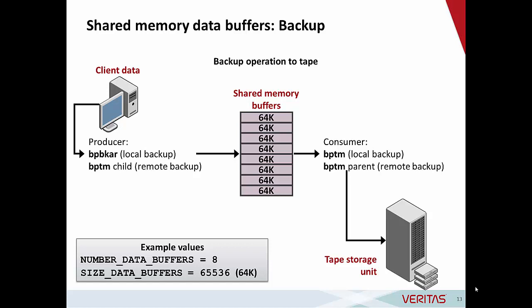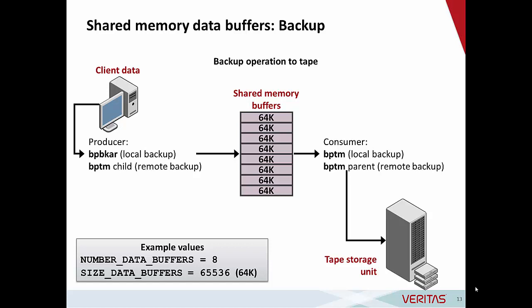In a backup operation, the client system is the producer. The NetBackup client process, BPBICR, on the client is sending the data. Then it's going across the network to the NetBackup media server, and the NetBackup media server is the consumer of this data. Ultimately, the BPTM, the NetBackup tape manager process, receives this data, puts it in shared memory on the media server, and then a second copy of the BPTM process actually writes that data to tape or to disk.